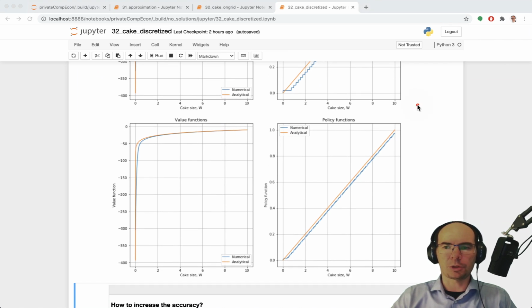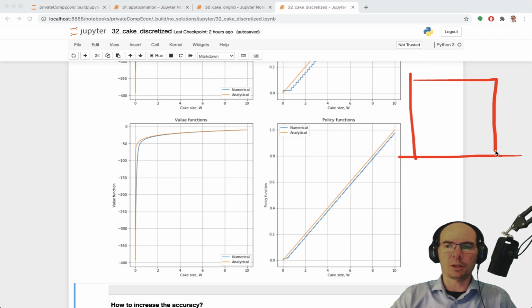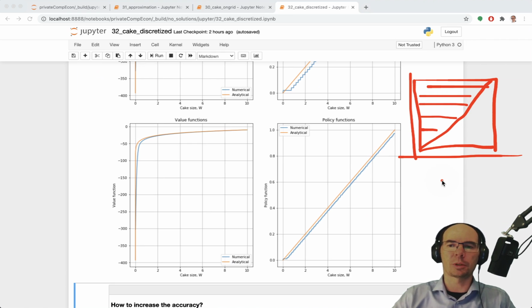I guess a little picture would help. If this here on the horizontal is wealth, and on the vertical is choices, like in our matrix, what happens is that every time the choice is larger than the state, this is the area which we're not using in the calculation of the maximum at all.